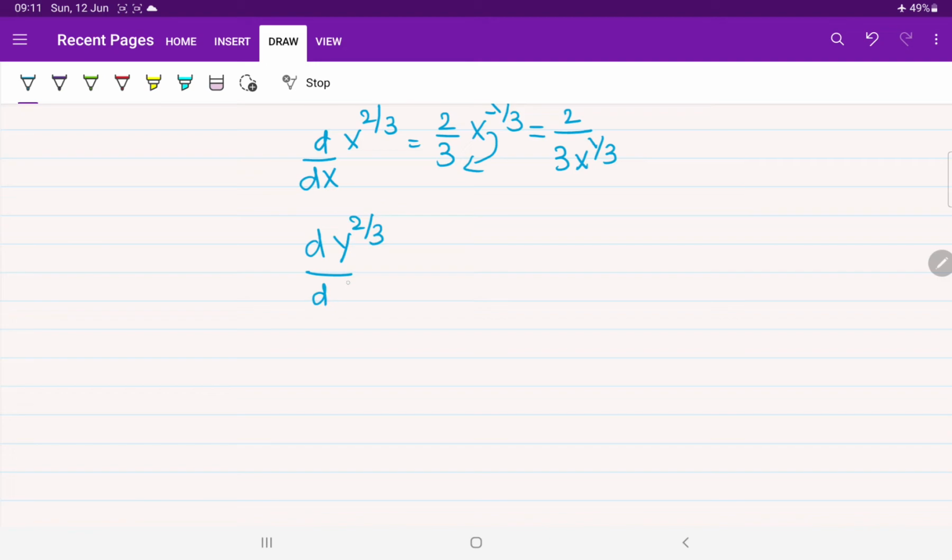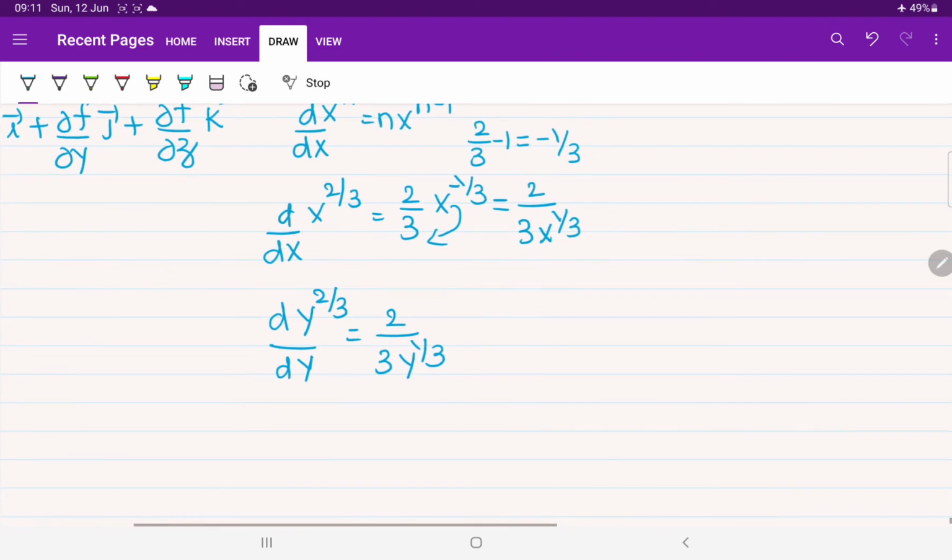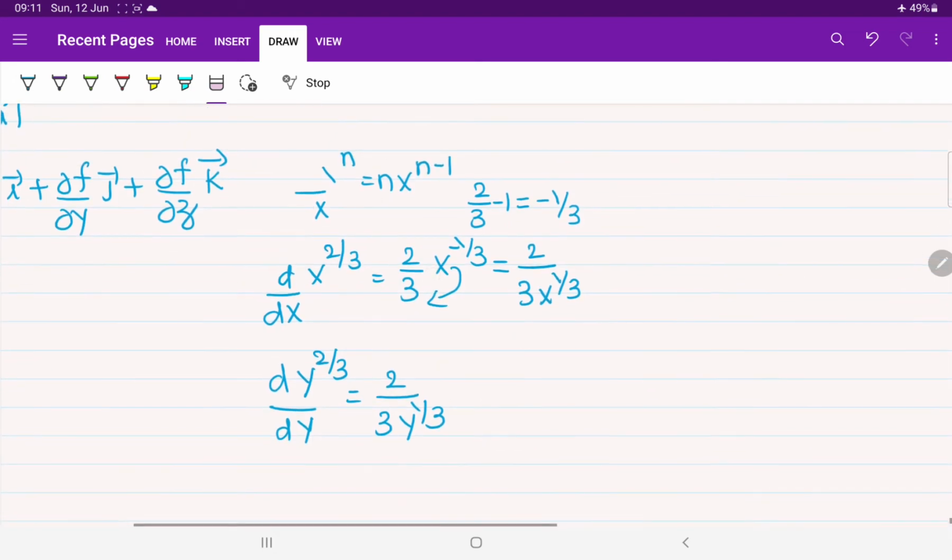d into y power 2 by 3 with respect to y, what will we obtain? The same value will come up, it will give us 2 by 3 into y power 1 by 3. So that is what we will obtain. See here we have to put dou, actually I put d, so please put dou here. I made a mistake, you can correct this.